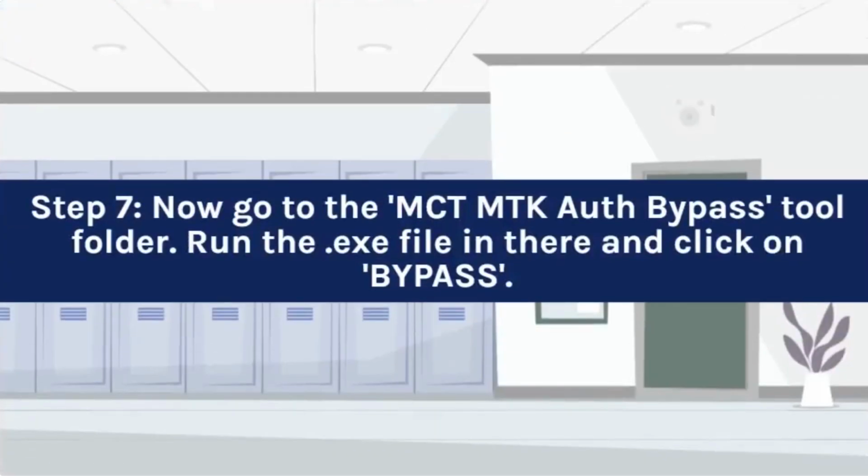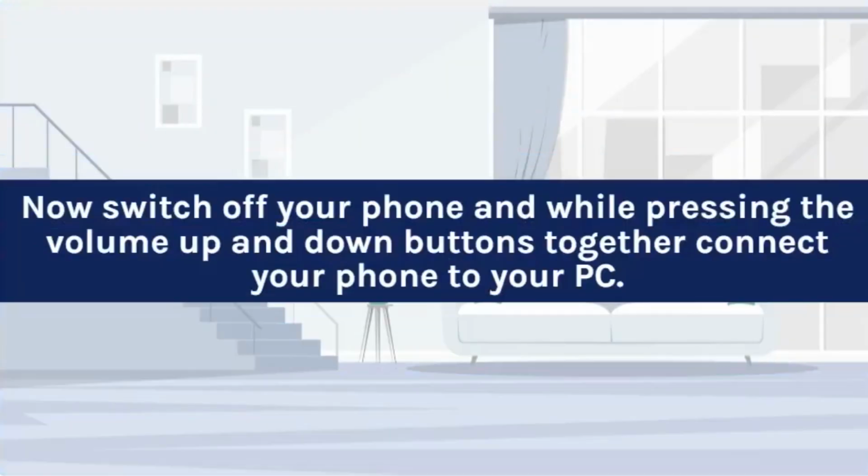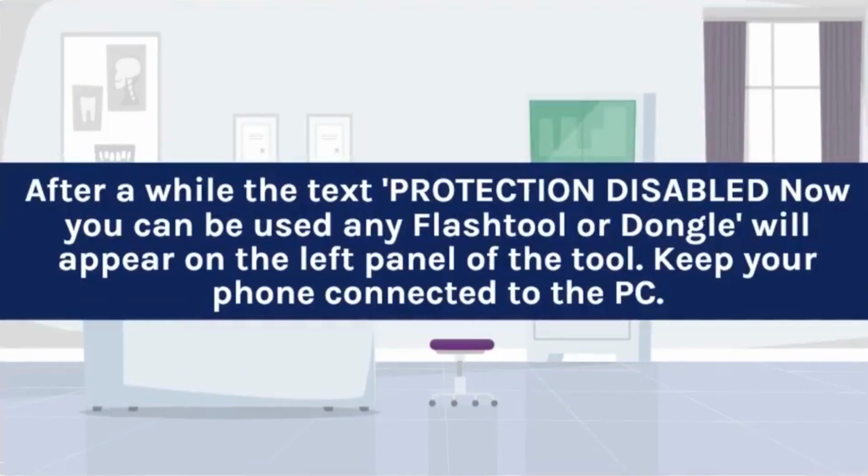Step 7. Now go to the MTK auth bypass tool folder. Run the .exe file in there and click on bypass. Now switch off your phone and while pressing the volume up and down buttons together connect your phone to your PC. After a while the text "Protection disabled, now you can use any flash tool or dongle" will appear on the left panel of the tool. Keep your phone connected to the PC.